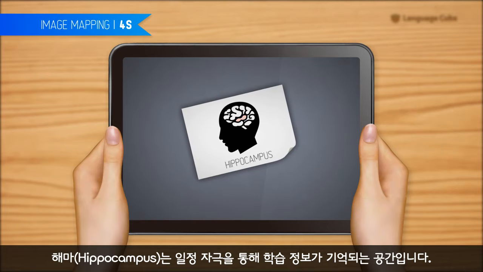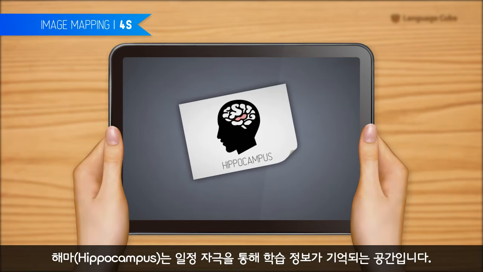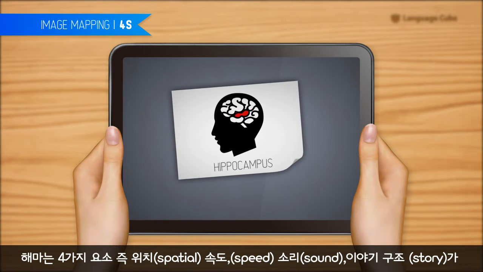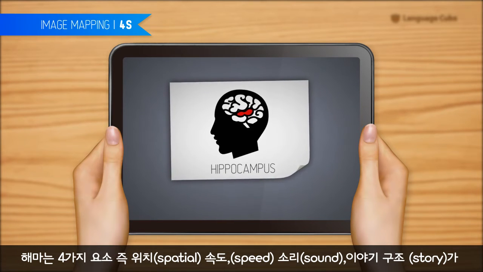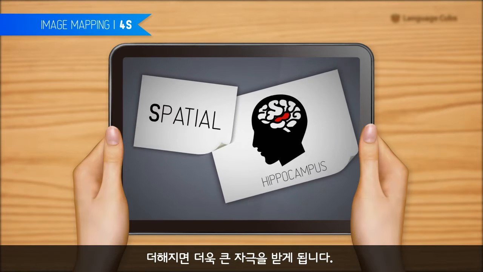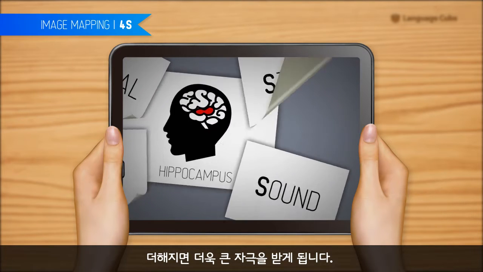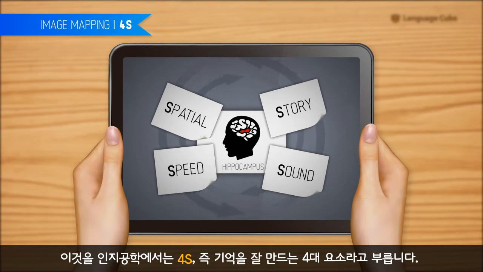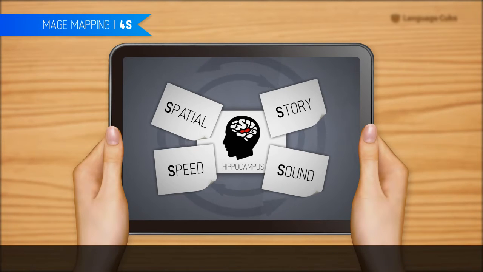Hippocampus is the place in which learning information is memorized via stimulation. Hippocampus is stimulated more when 4 foundation pillars are added, such as spatial, speed, sound, and story. In cognitive science, these 4 S's enable the learner to retain the information longer and more accurately than other teaching methodologies.